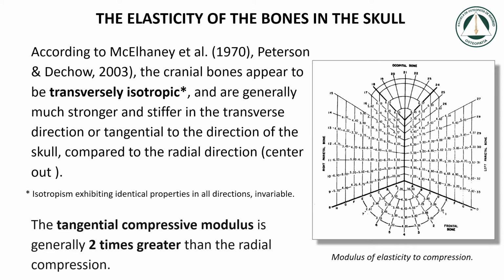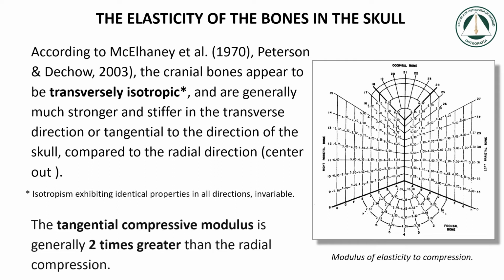Isotropism: having properties that are identical in all directions, having invariable properties. Isotropic materials, therefore, have an elastic modulus, a Poisson's ratio, a thermal conductivity, a coefficient of thermal expansion, etc. identical in all directions. The tangential compressive modulus is generally 2 times greater than the radial compression.